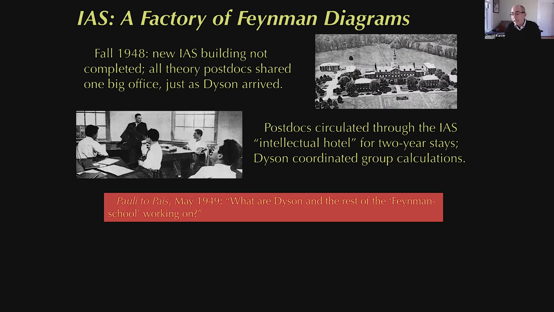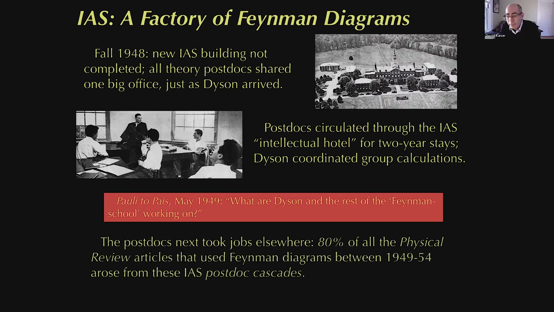So Pauli writes back from Europe, what are Dyson and the rest of the Feynman school working on? It was already becoming clear that they were working very hard on that. So when you go back to that curve of this exponential rise of who's using the diagrams, it starts to make a little more sense. It really was a social network. The overwhelming majority of those early users were either direct members of these postdoc cohorts at the Institute who learned and practiced the techniques directly from Freeman Dyson, just as he was working them out himself.